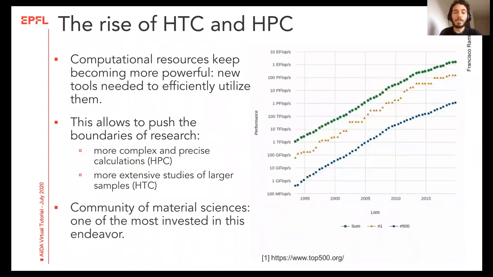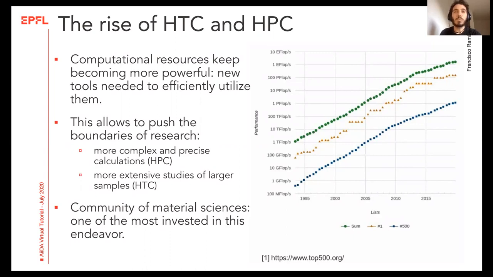So most of you are already familiar with the exponential rate at which computational power has increased over the last years. Nowadays, we are actually at the verge of achieving speeds that are in the order of the exaflops. This, in turn, has allowed computational scientists to continually expand the horizons of their research, both in the precision of their results and in their sampling capabilities. And the material science community, from where we come from, has been particularly interested in these advances and in tackling the obstacles that come with them.